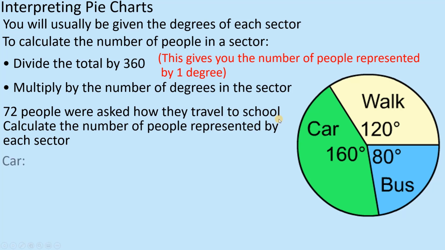Okay, let's do it. So car: 72 divided by 360 gives me 1 degree's worth, and then times it by 160 because that's how many degrees car represents.